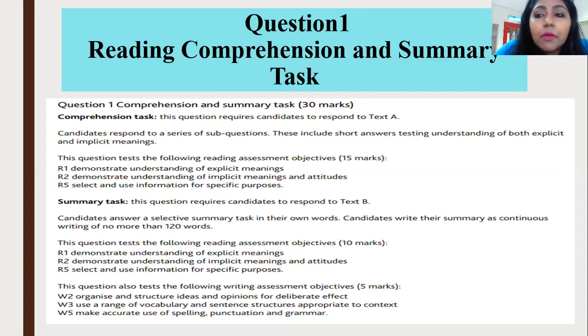And we have about 5 marks for writing assessment, which involves organizing all the points that you have extracted, and then how well you could paraphrase them, and how well you could structure your points according to the correct use of sentence structure. And also don't forget your GPSS, that means your grammar, punctuation, spelling, and also your sentence structure.